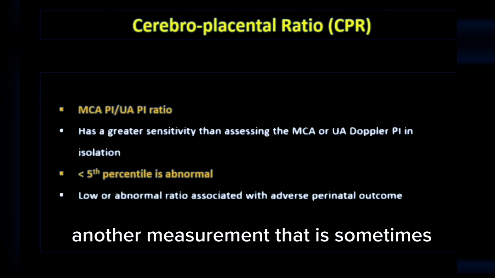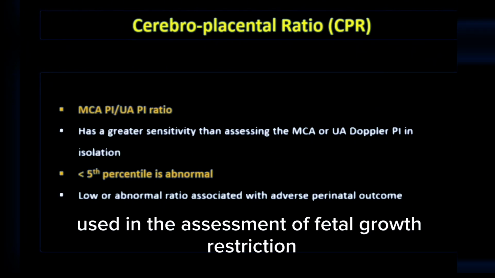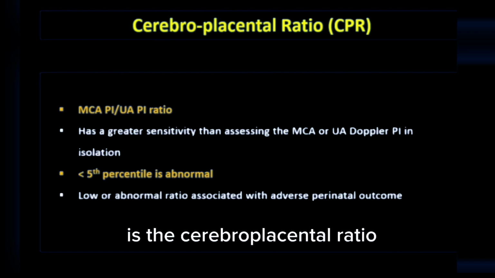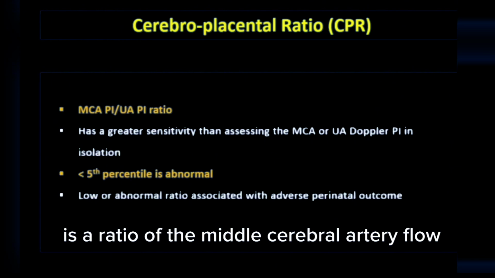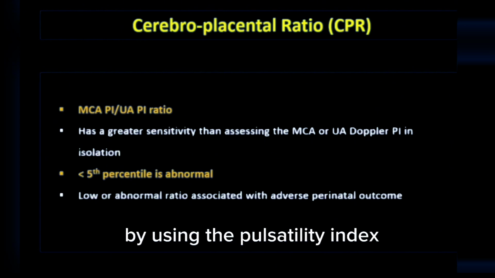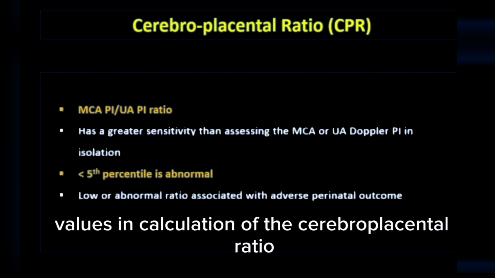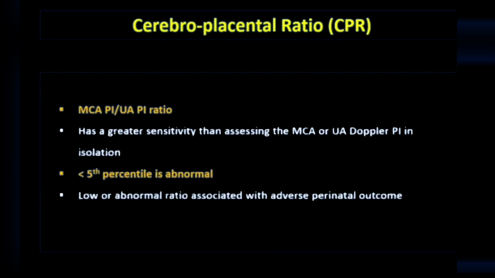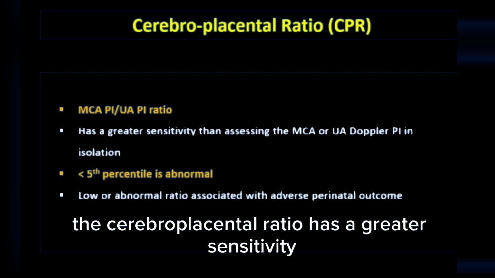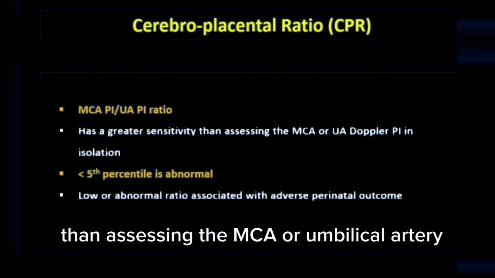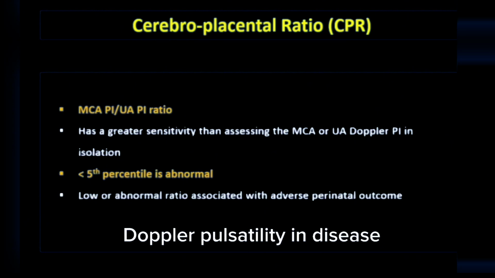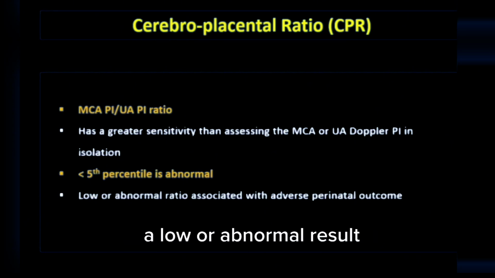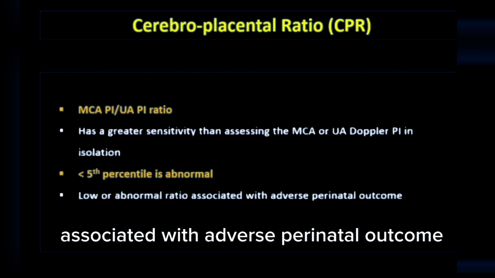Another measurement that is sometimes used in the assessment of fetal growth restriction is the cerebroplacental ratio. The cerebroplacental ratio is a ratio of the middle cerebral artery flow to the umbilical artery flow, using the pulsatility index values. In calculation of the cerebroplacental ratio, the pulsatility index is preferred over the SD ratio. The cerebroplacental ratio has a greater sensitivity than assessing the MCA or umbilical artery Doppler pulsatility indices in isolation. A low or abnormal result is associated with adverse perinatal outcome.